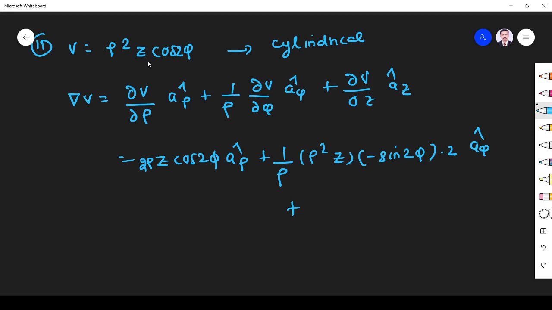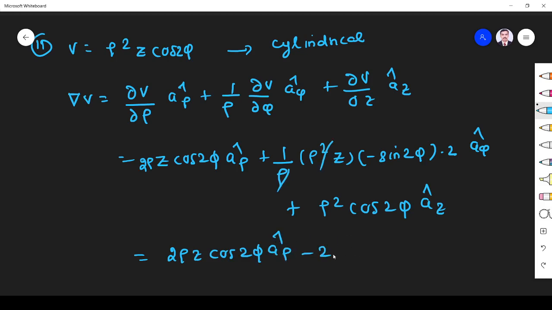Differentiate with respect to z. When you differentiate with respect to z, rho squared cos 2 phi is constant. Differentiation of z is 1. So that is simply a z. So if you simplify that, what is the answer you will get? 2 rho z cos 2 phi a rho minus 2 rho z sine 2 phi a phi plus rho squared cos 2 phi a z.